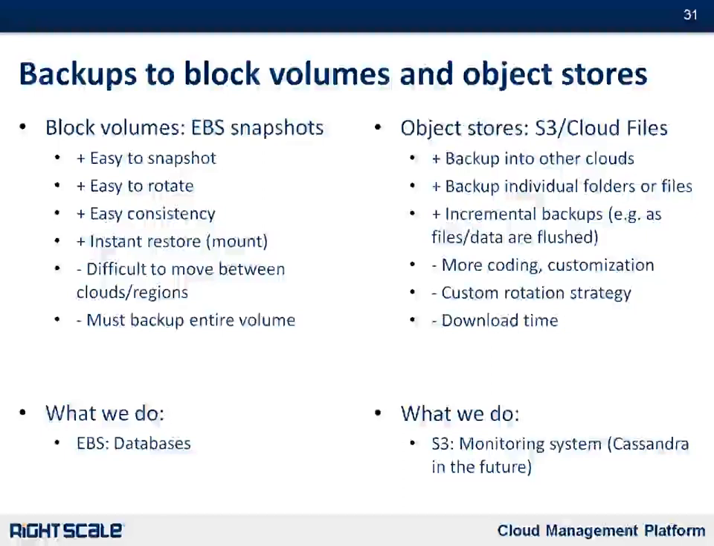An example of block volumes in the AWS ecosystem is EBS snapshots. Basically, you snapshot your EBS volume. The positive things about these are they're easy to snapshot, they're easy to rotate, it's easy to get a consistent snapshot of the state, and it's an instant restore. The moment that you mount the volume, the data is available in complete form.